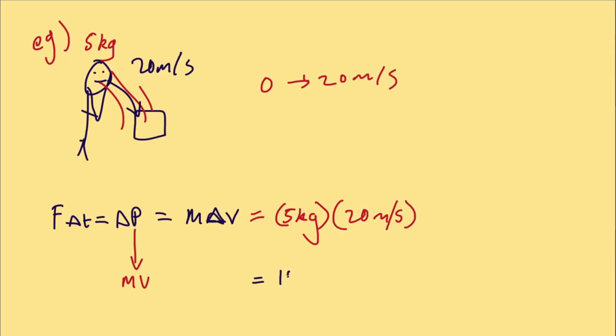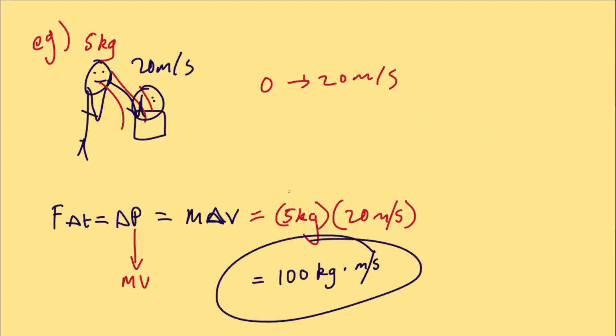This is equal to 100 kilos times meters per second, which is a weird unit of measurement, but if you remember, that's how momentum is measured. Let's say that the time his head is in contact with the brick is 3 milliseconds. That's our time interval. Now, what was the point of finding this?